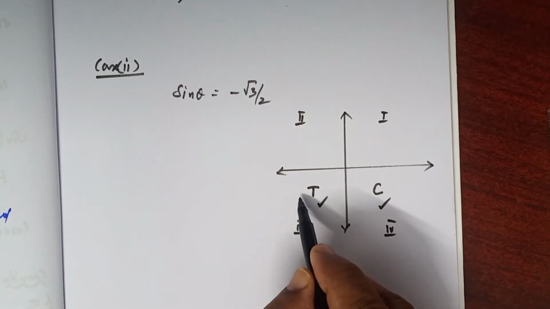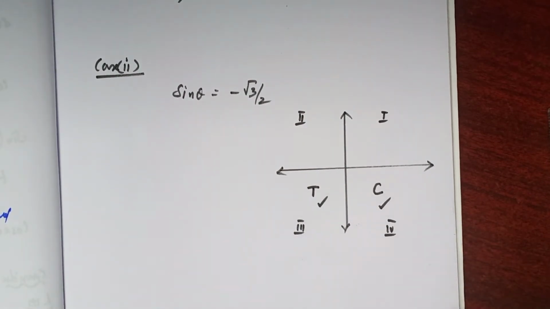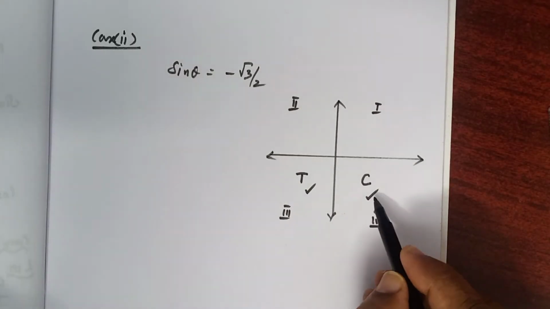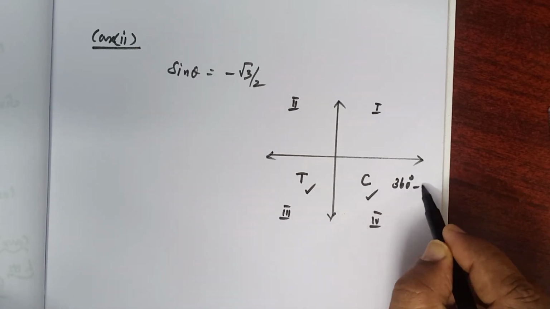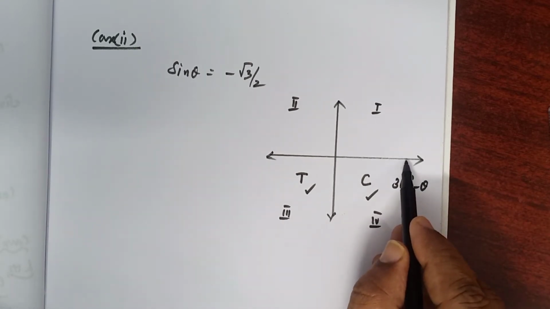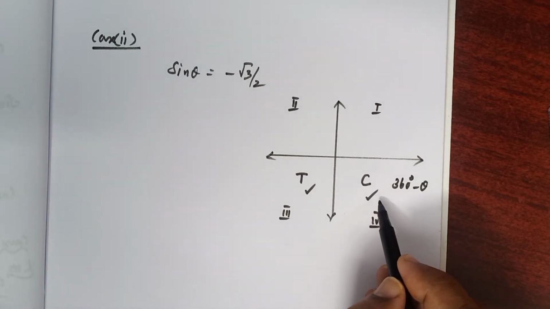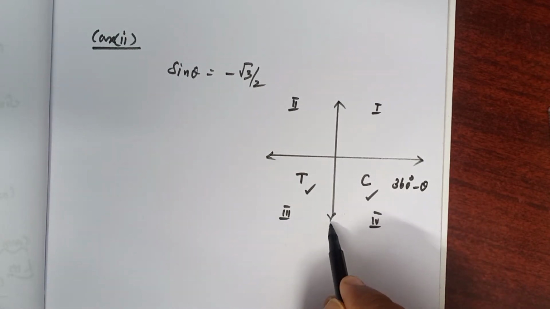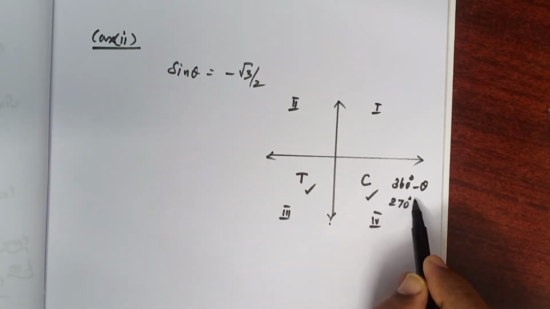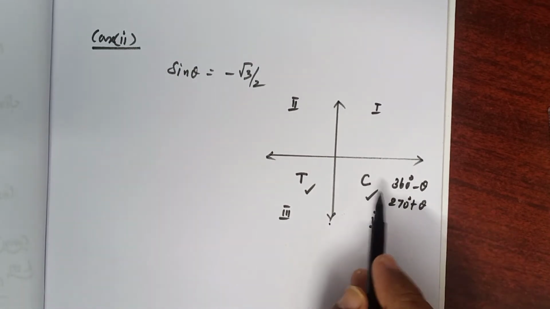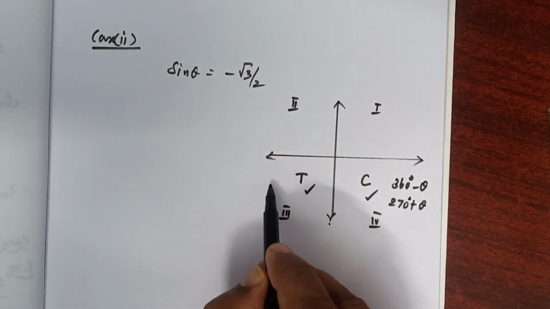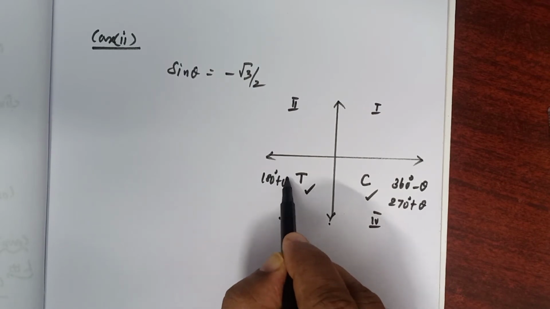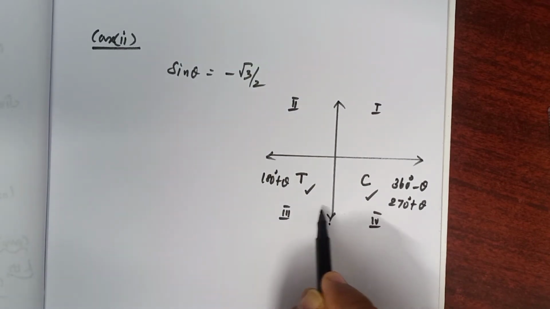Right, here this is 180 plus theta. In the fourth quadrant, this portion is 360 degrees minus theta, or else this is 270 plus theta. If you go in this direction, you can write 270 plus theta. In two ways you can represent it. Like this portion, third quadrant, here 180 plus theta, or 270 here, 270 minus theta.